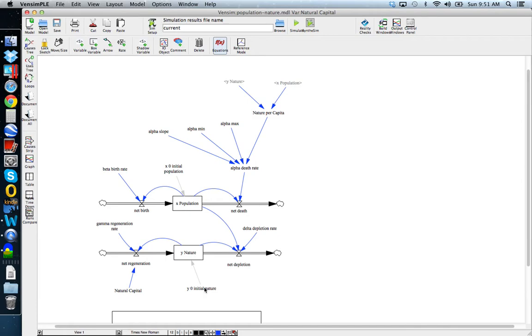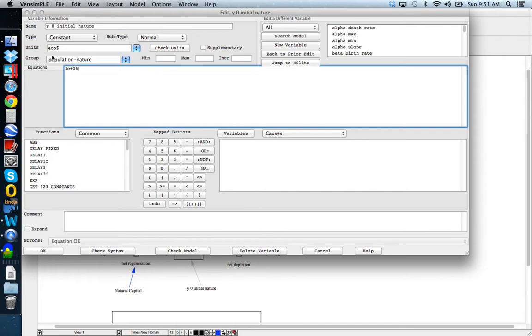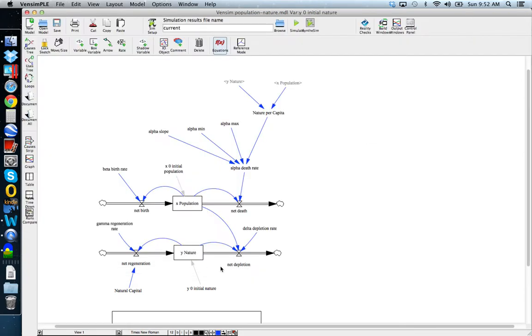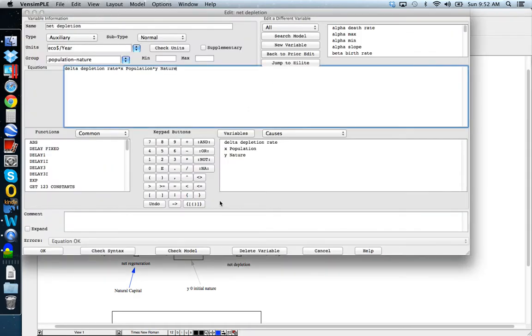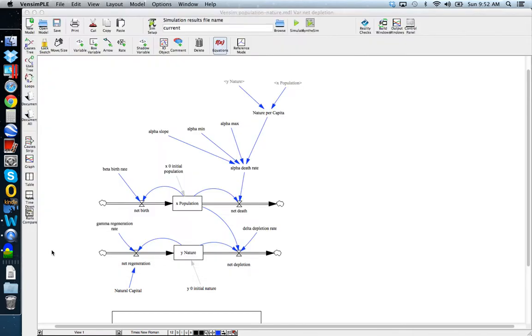Okay, there's an initial value for nature, which is the capital. In this case, you can make it half, or you can make it more. We'll see how this reacts, but right now it's 1,000,000. It's got units of eco-dollars as well, and then the depletion of nature is driven by a depletion rate, the population, so the population that's depleting it, and then the availability. So it's a typical logistic form for nature.